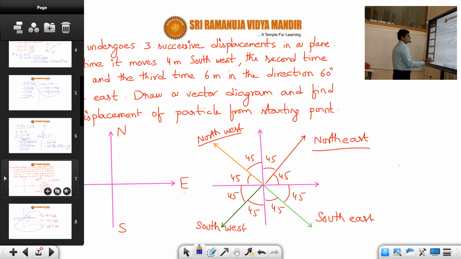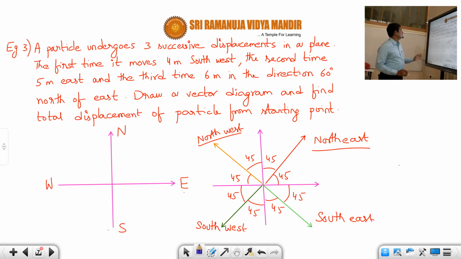Okay, now let us go back to our original problem, students. A particle undergoes 3 successive displacements in a plane. The first time it moves 4 meters southwest. Southwest means what, students? Here, like this. This is called southwest, students, 4 meters. The second time 5 meters east. East means directly we know, students.